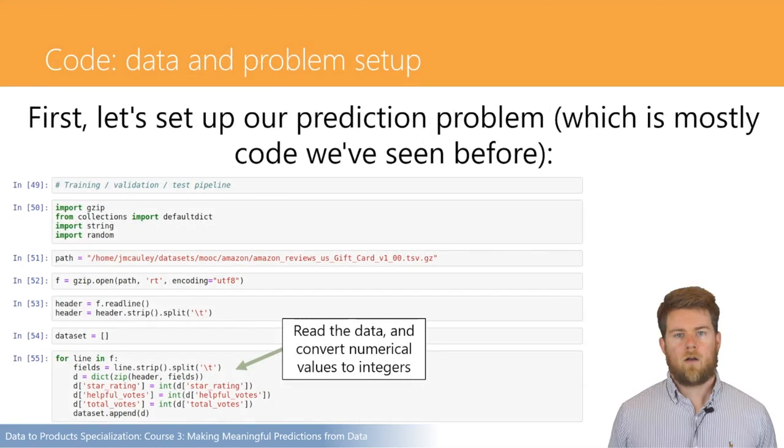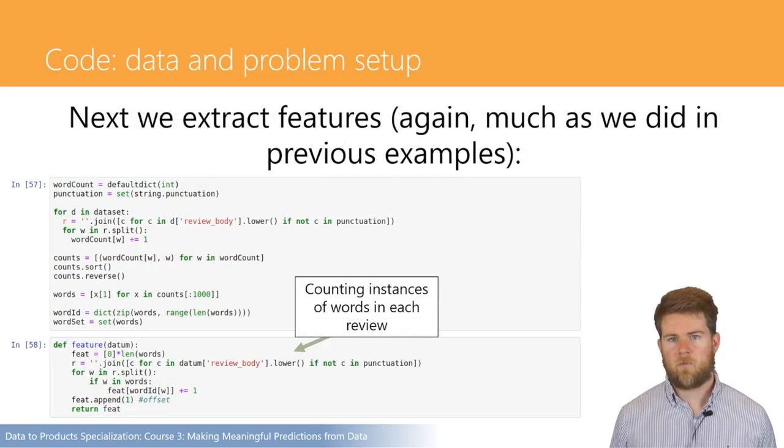Okay, so how does that look with some code? So first, we're going to set up the prediction problem. All of this is code we've shown before. We're just reading in our Amazon gift card data. We're converting all of the numerical values to integers. And next, we're going to extract some features. Again, this is the same as previous code. All we're doing is removing punctuation, removing capitalization, tokenizing our reviews, and then taking the 1,000 most common words to build our 1001 dimensional feature representation, which also includes an offset term. But nothing new there. And you can look back through the lecture where we developed this code to see this in more detail.